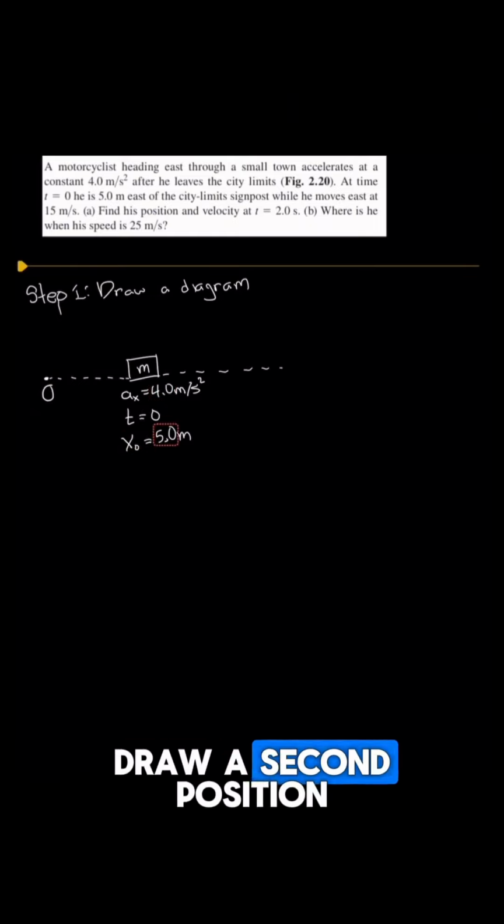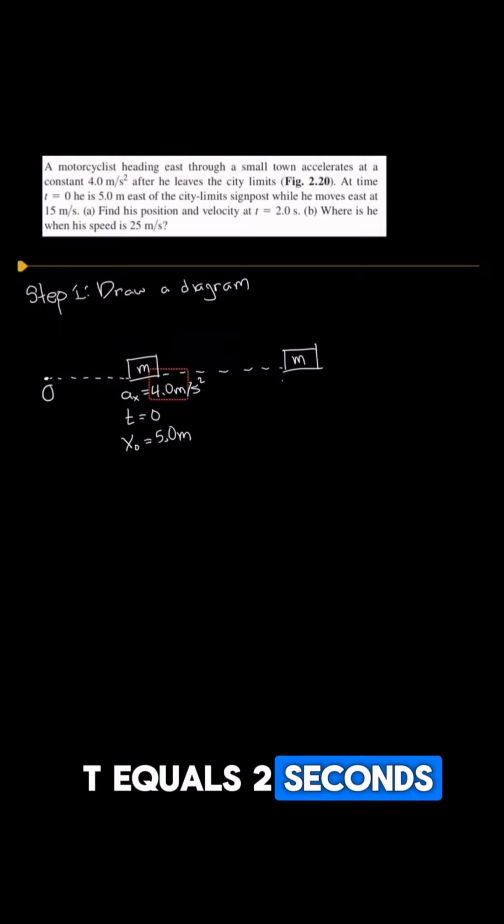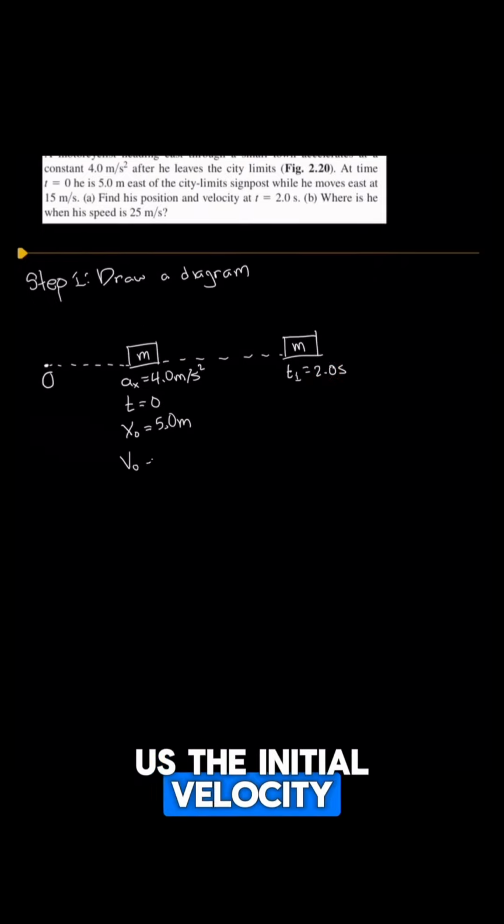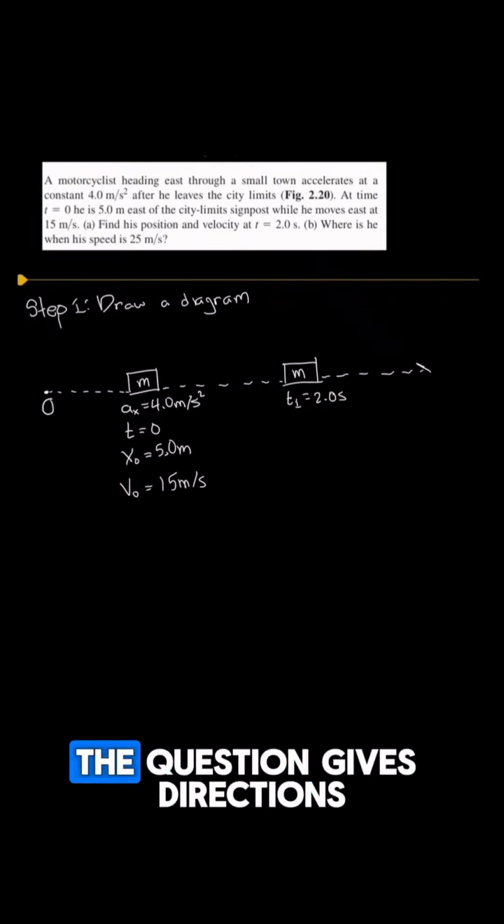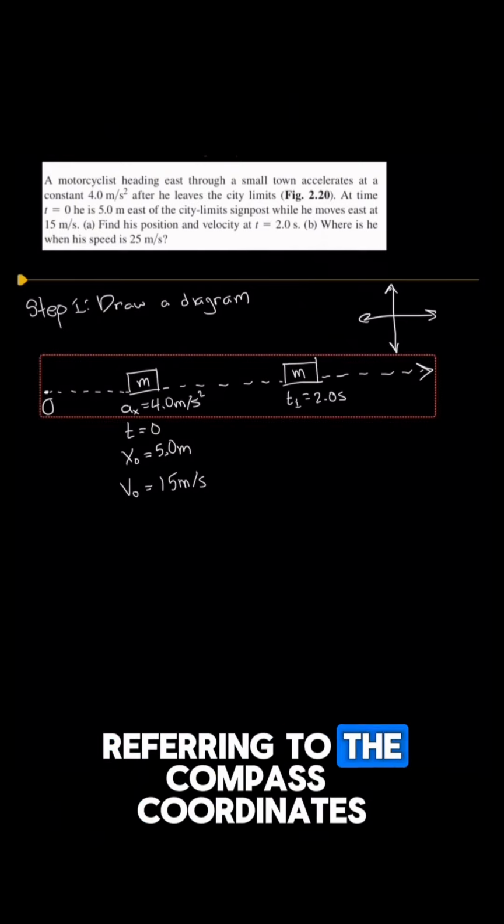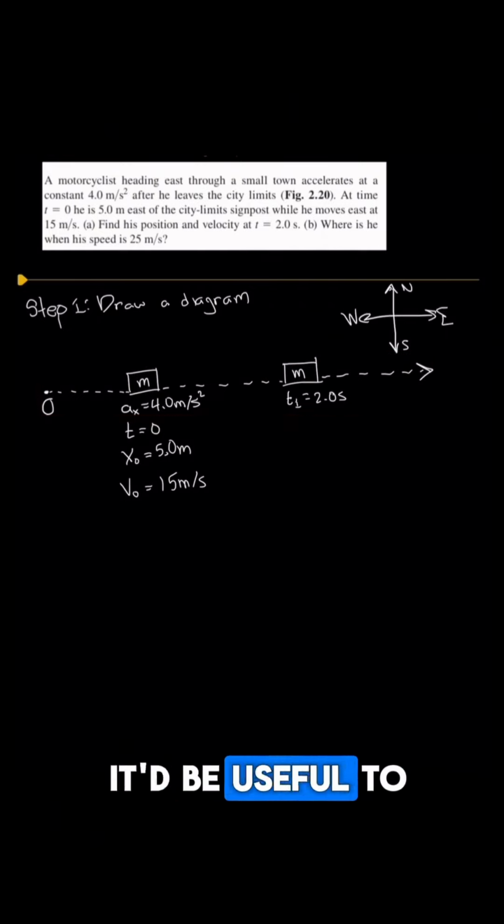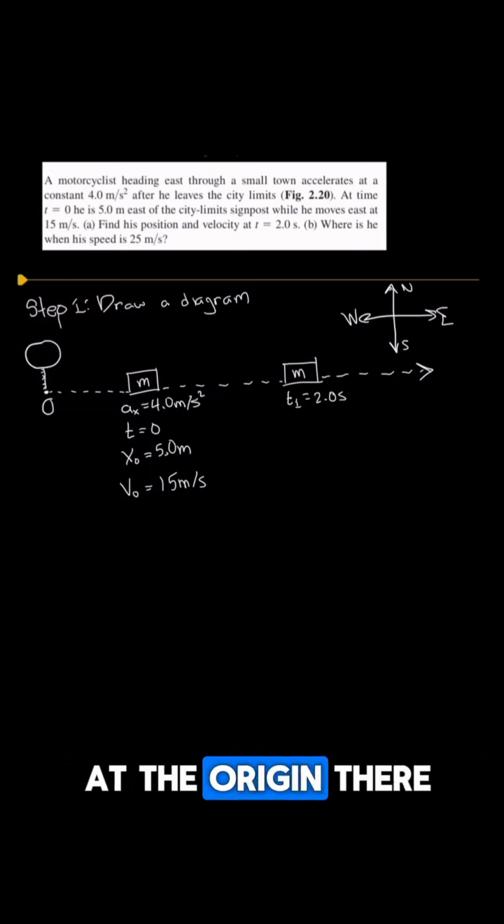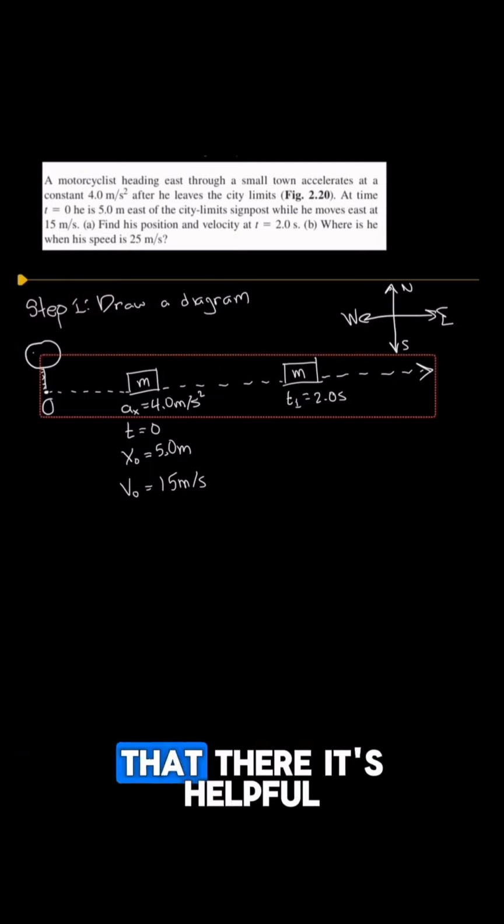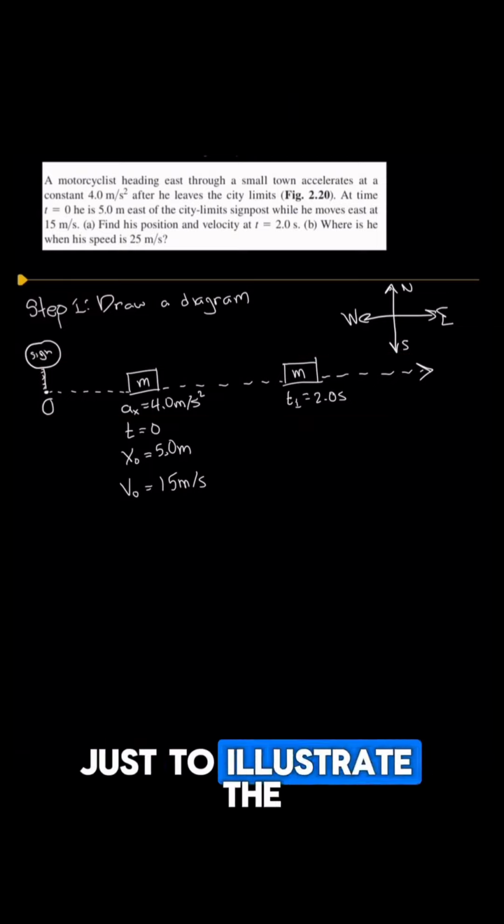We can also draw a second position at t equals 2 seconds. And we should also note that they give us the initial velocity equal to 15 meters per second. The question gives directions referring to the compass coordinates, so I thought it'd be useful to put that. And they also say at the origin there's a sign, so I just put that there. It's helpful to illustrate the situation better.